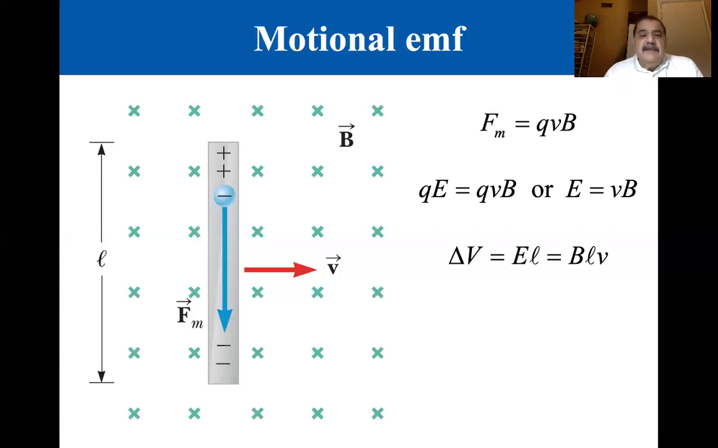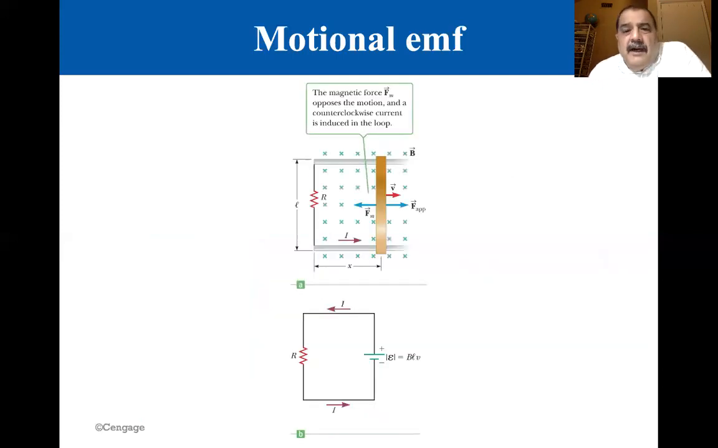Delta V, the induced voltage, is going to equal the E times the length, that electric field times the length, which is BLV. Now, the magnetic force opposes the motion, and a counterclockwise current is induced in the loop. Now, let's think of this in terms of Lenz's law.